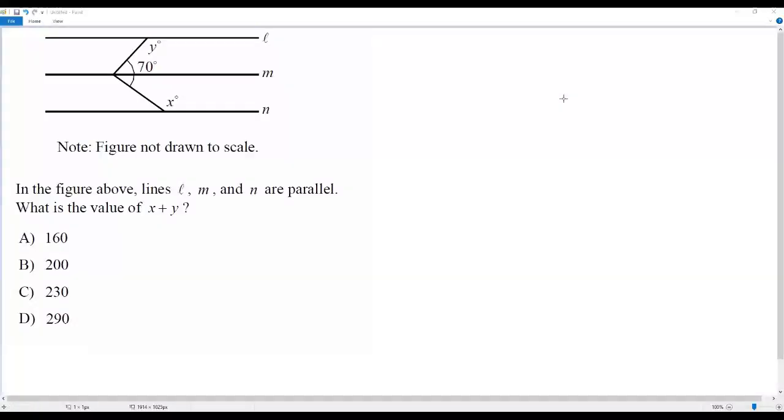Here we have a problem on angles. Okay, let's go to the question. There is a figure given here. In the figure, lines L, M, N are parallel. What is the value of x + y? All the three lines are parallel.